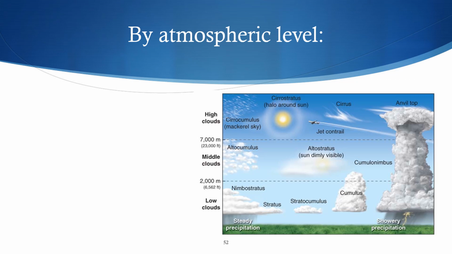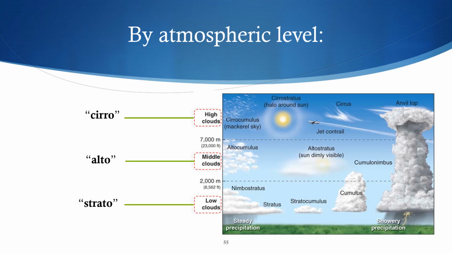When you have high clouds, you add the word cirro in their name. At middle levels, we add the word alto, like altocumulus or altostratus. At the lowest level, we use the word strato, and we tack that onto the name, like stratocumulus. This gets really confusing, so I don't want to spend too much time worrying about this portion of it.